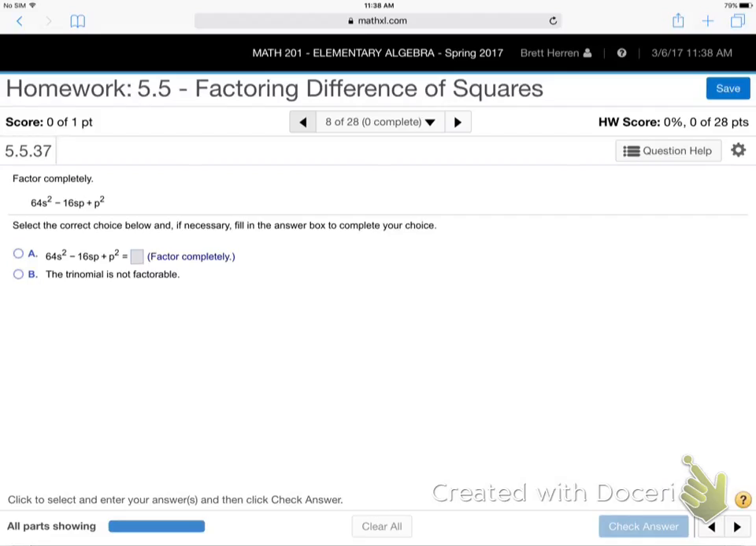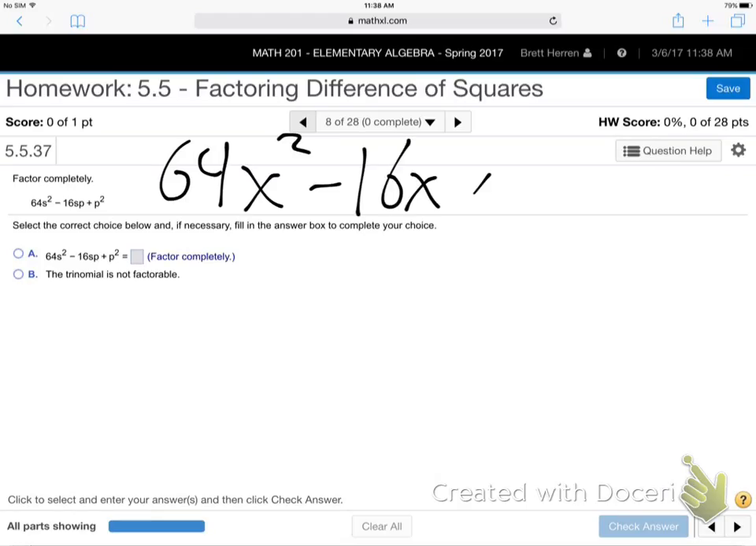Okay, let's try that one. 64, I'm going to make it an X again. I'm going to make it XY instead of S and P. So there we go. Okay, so try that one.